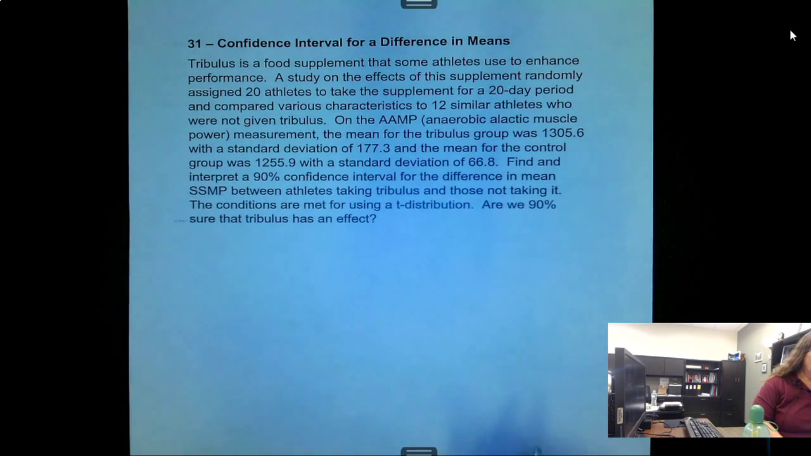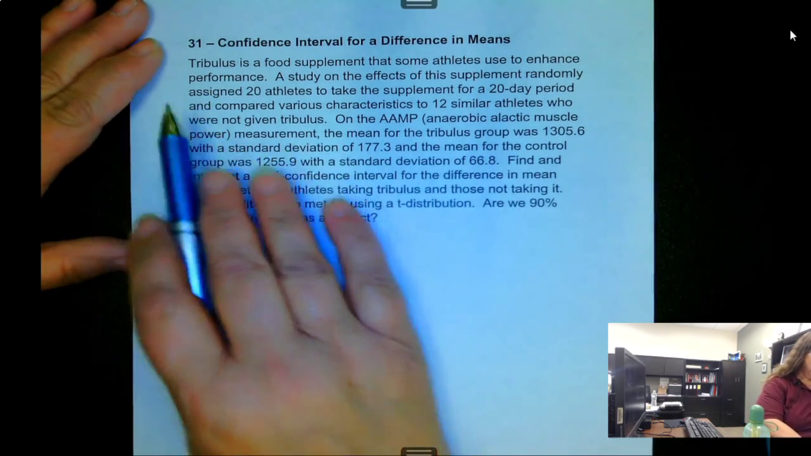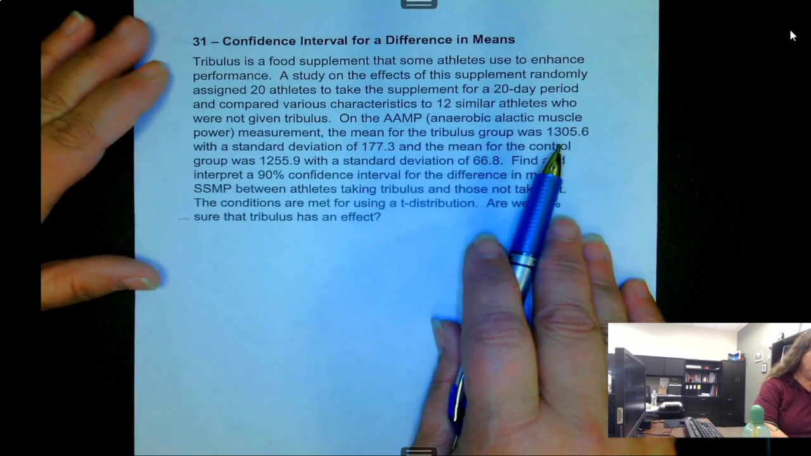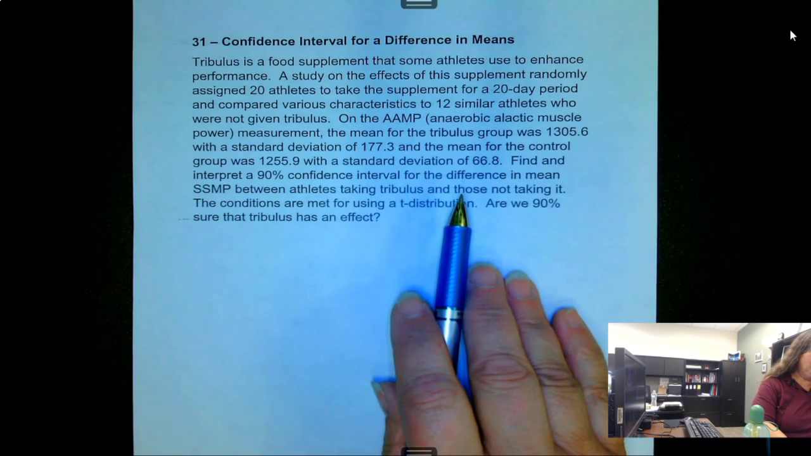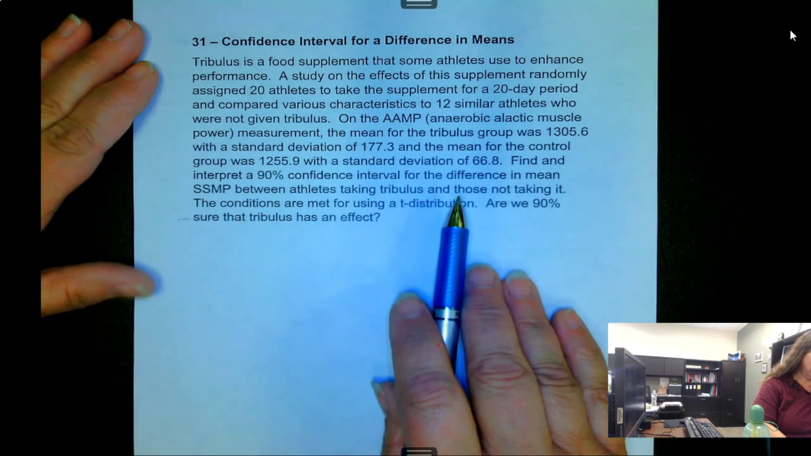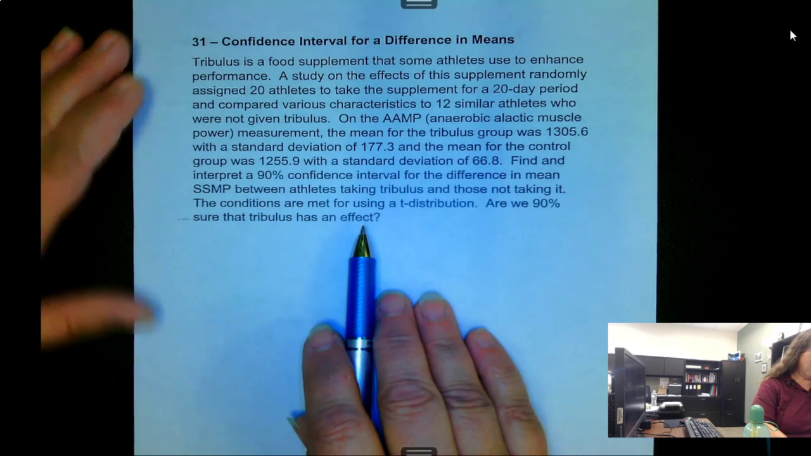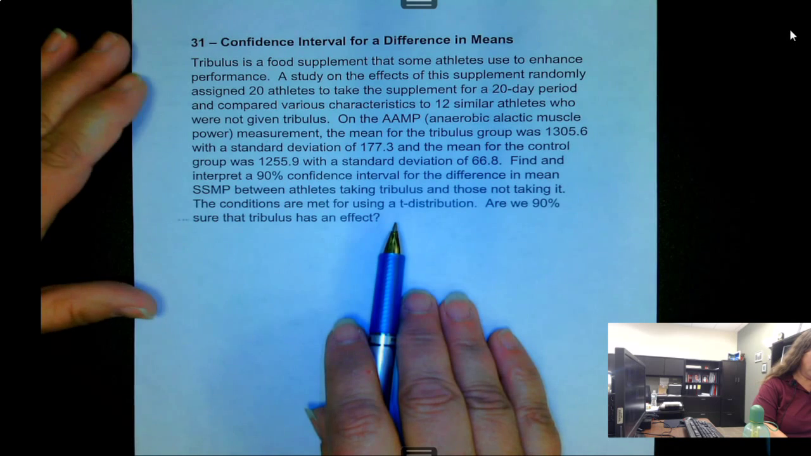Okay, now that we've gone through how to find the standard error when we're working with a difference of two means, let's work with a confidence interval. Tribellis is a food supplement that some athletes use to enhance performance. A study on the effects of this supplement randomly assigns 20 athletes to take the supplement for a 20-day period and compared various characteristics to 12 similar athletes who were not given Tribellis.